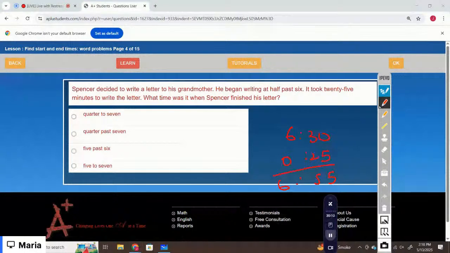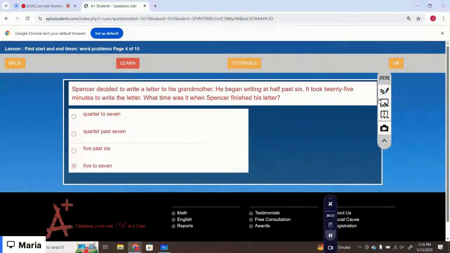That would be 5 to 7. Option number D is the correct option, that is 5 to 7.